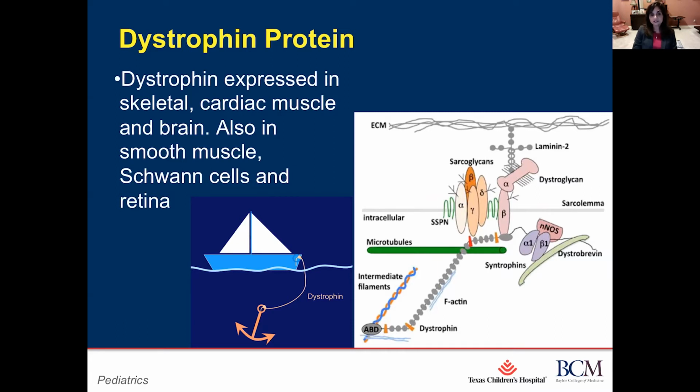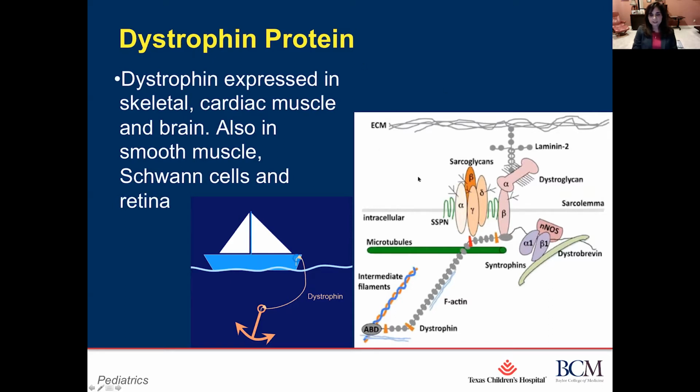It is also expressed in smooth muscles, like GI muscles, so patients can have related symptoms like constipation, reflux, and gastroparesis. Schwann cells are basically the covering of nerves, so some patients may develop Schwann cell problems and a kind of neuropathy. It is also expressed in the retina, and in late stage, some patients may have night blindness.